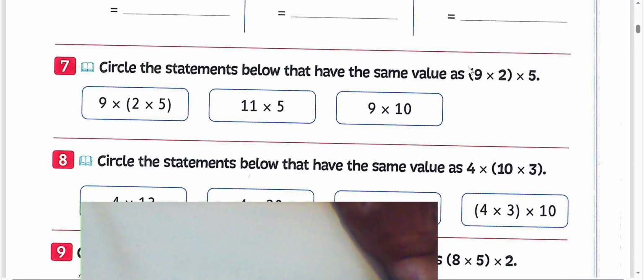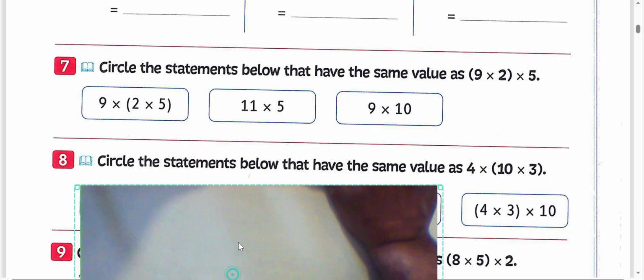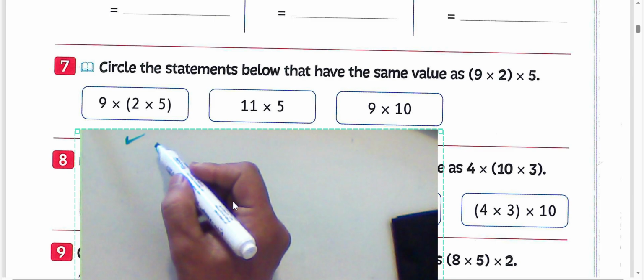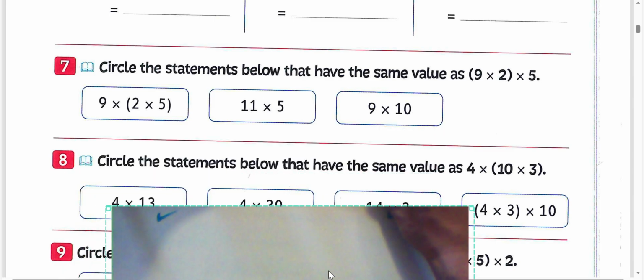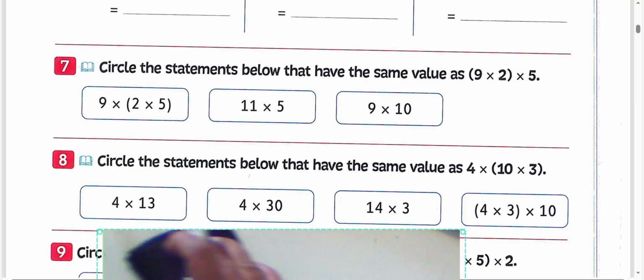Circle the statement in blue. 10 times 2 times 5. 9 times 2 is 10? 2 times 5 is 10. 10 times 9. Choose the letter. It's correct. Also here, 5 times 2 times 5, same. Choose this. Choose 9. 9 times 2 times 5, and here 9 times 10. They are correct. The circle is correct here.